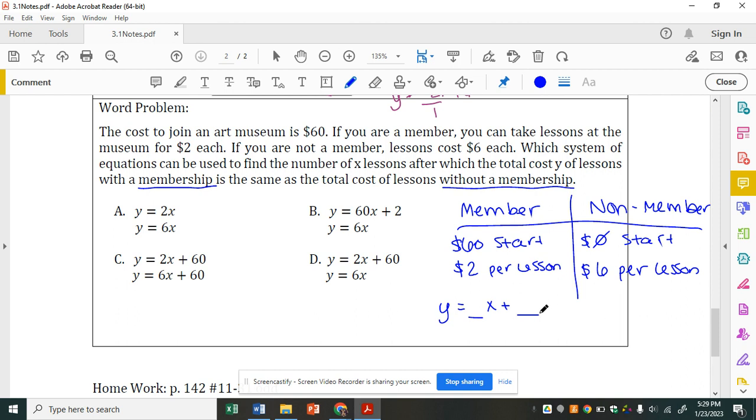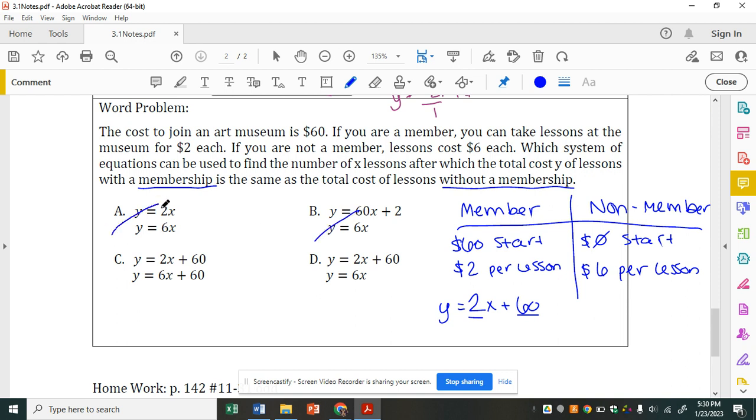We know that when we graph, our b value, our y-intercept, is always our starting point. In this case, this $60 is our starting point, right? That's what I'm paying just to become the member. It's that one-time fee that I never have to pay again, but that's the fee it costs to become a member. Every time I want to take a lesson, which I don't know how many lessons we would take, it's $2 per lesson. So think of x being how many lessons you're taking. You're going to pay $2 per lesson. So right now we're looking for y equals 2x plus 60.